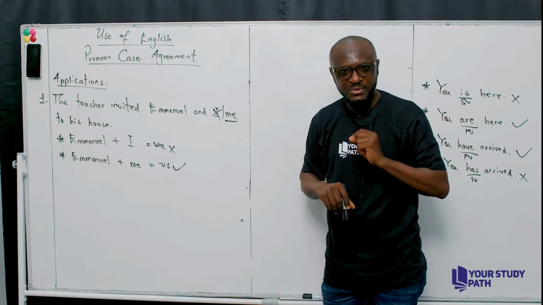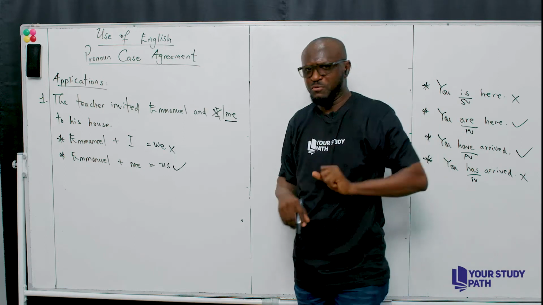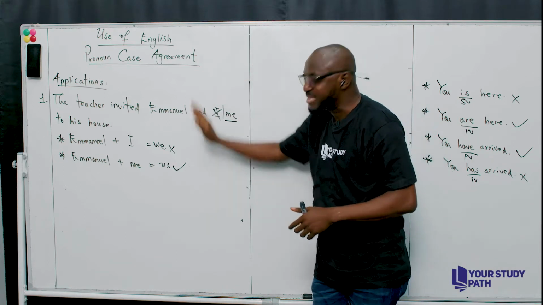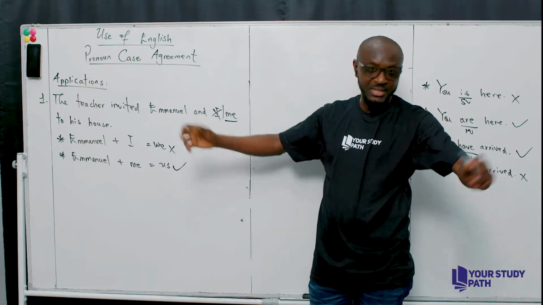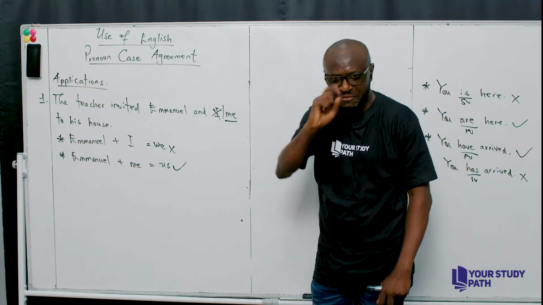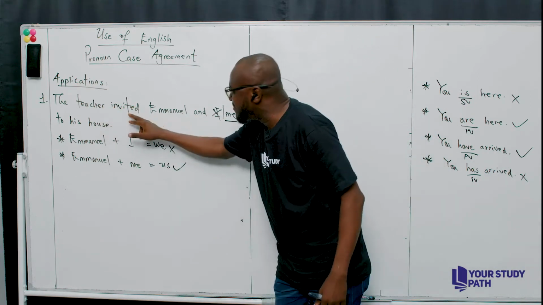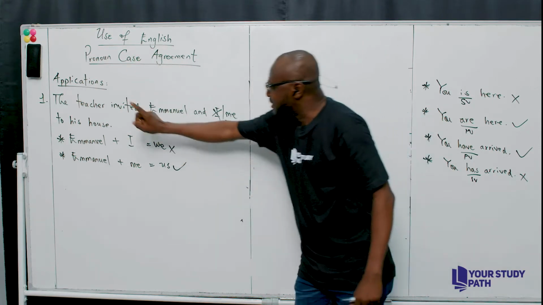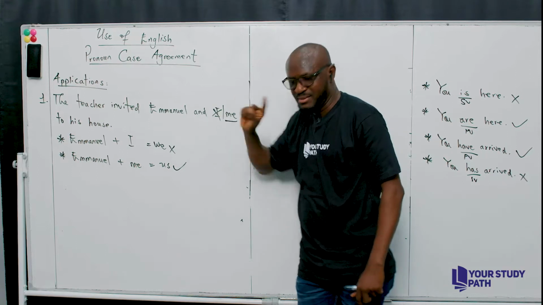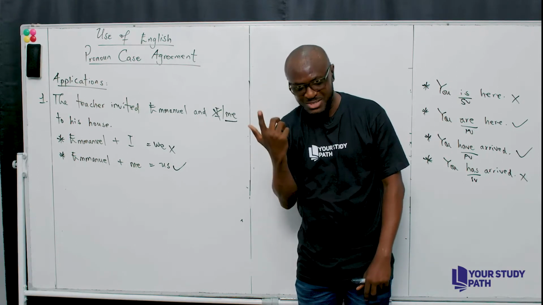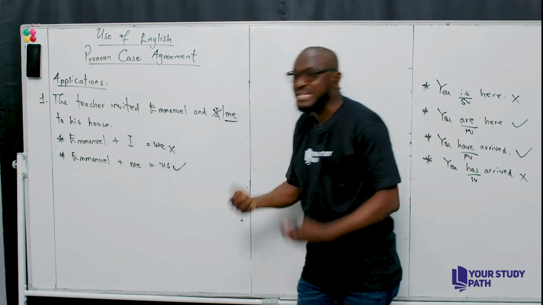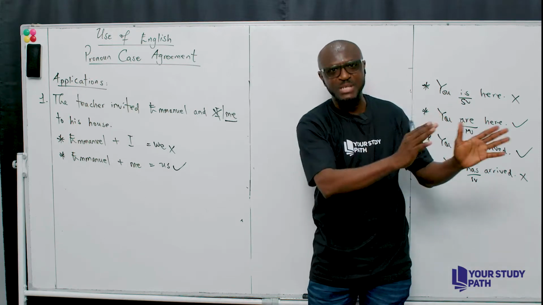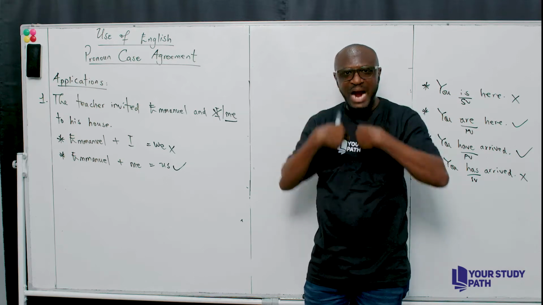That's the first proof. Let's look at the second proof to be sure we are on track. I could decide to still break the sentence into two. In fact, three, as I wish. The first one: the teacher invited Emmanuel. That's one. The second one: the teacher invited I. Does that make sense? It doesn't make sense. The teacher invited me.